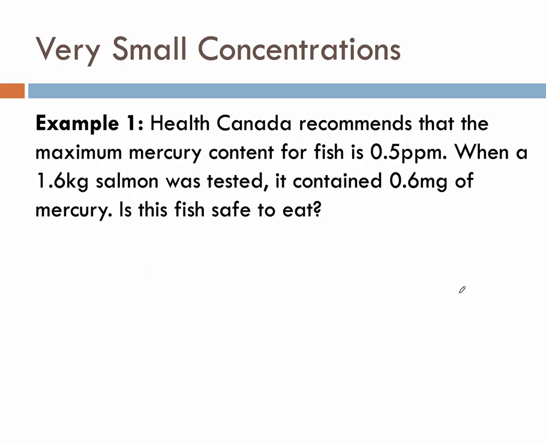All right, let's try an example problem with this. So let's say you have a fish and your fish is 1.6 kilograms of salmon, and you find out that that whole salmon contains 0.6 milligrams of mercury. So if you look up Health Canada's recommendation for maximum mercury content in fish, it's 0.5 parts per million.